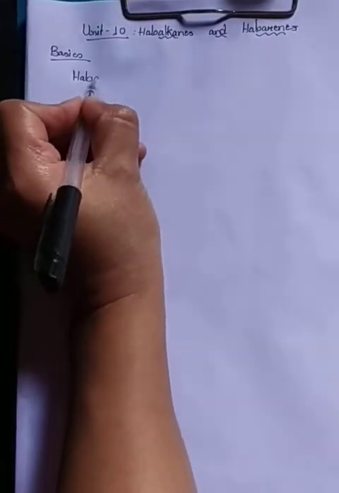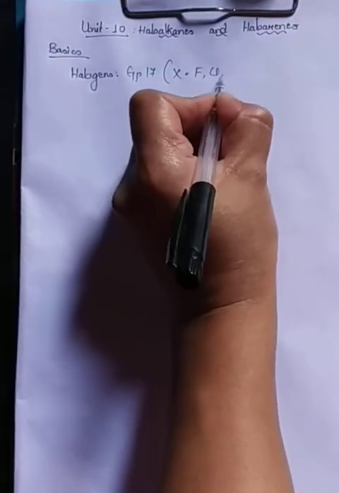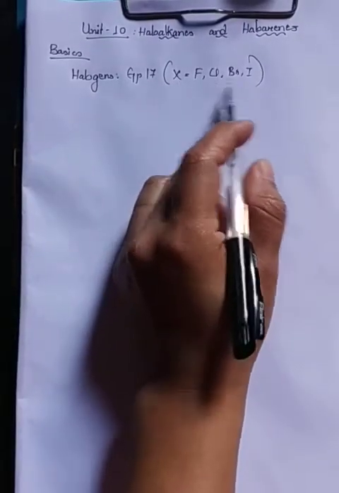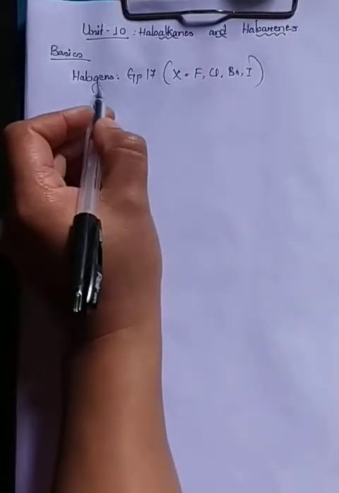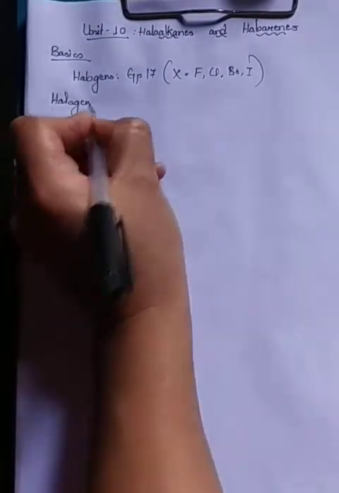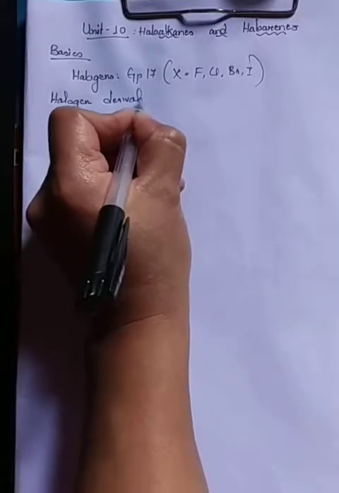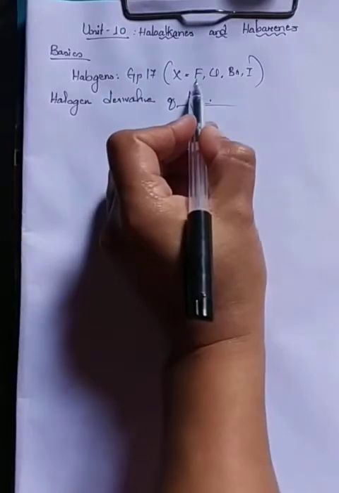Haloalkanes, the halogens. We have halogens, they belong to group 17 and they are represented by the symbol X, and we have fluorine, chlorine, bromine, and iodine. These are the halogen atoms that we'll be studying in this unit. The haloalkanes and haloarenes are known as the halogen derivatives of hydrocarbons.